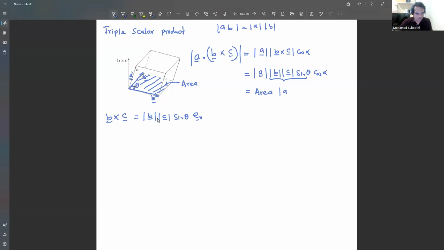Now, magnitude of A cos alpha is actually the height, the perpendicular height. So it is area times height, which is actually the volume of the parallelepiped.